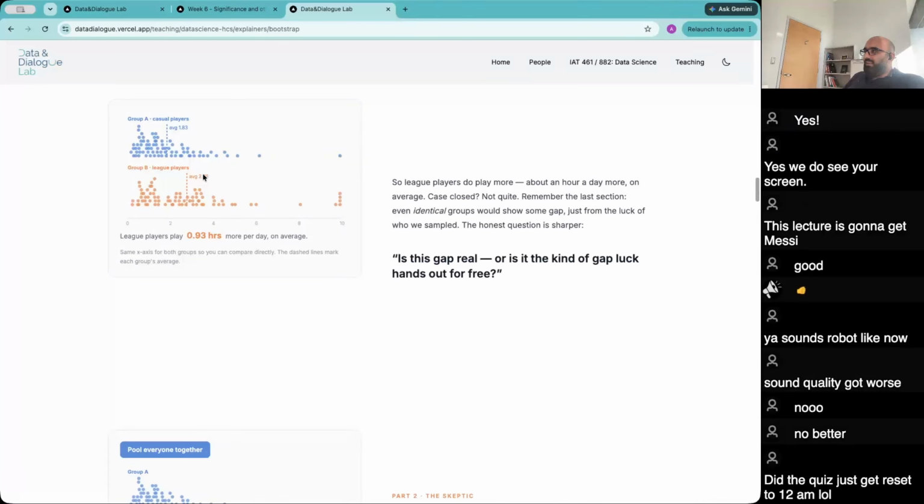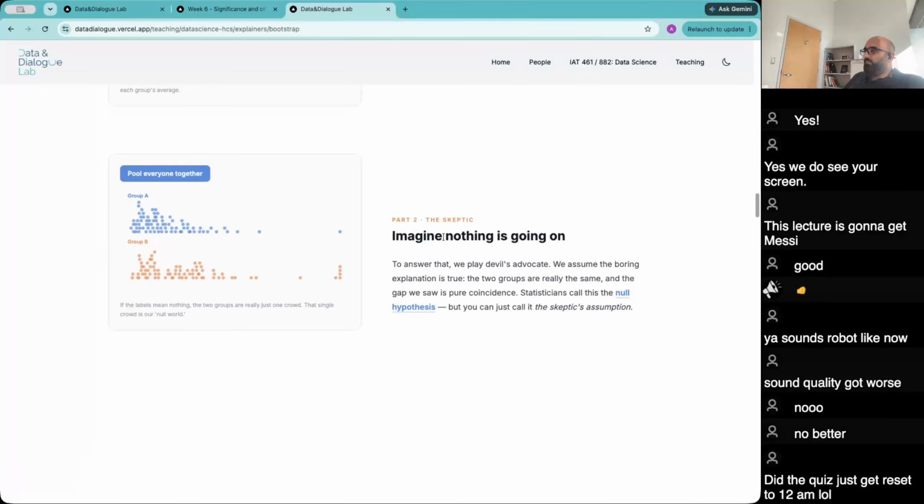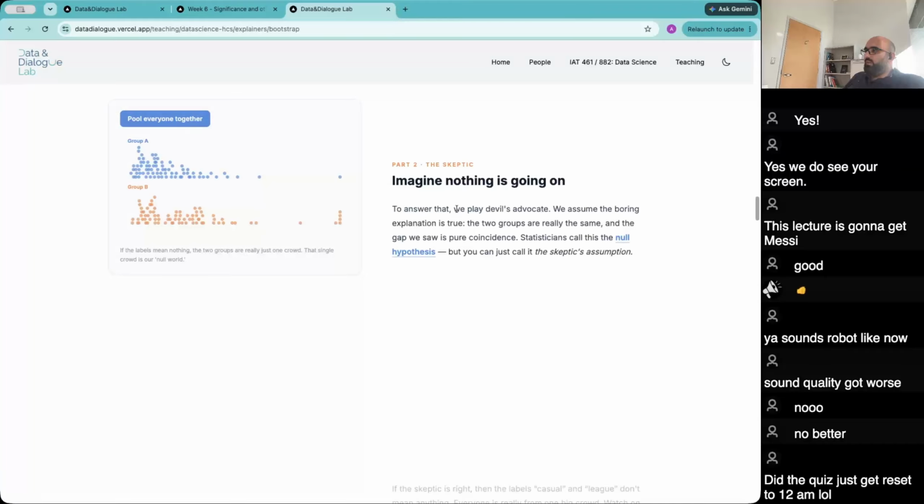We want to say, is this gap real or is this the kind of gap that luck hands out? So first, we imagine nothing is going on. To answer that, a method we sometimes use is to play the devil's advocate: assume the boring explanation is true, the two groups are really the same, and the gap we saw is pure coincidence. Statisticians call this a null hypothesis, but I can just call this the skeptic's assumption.